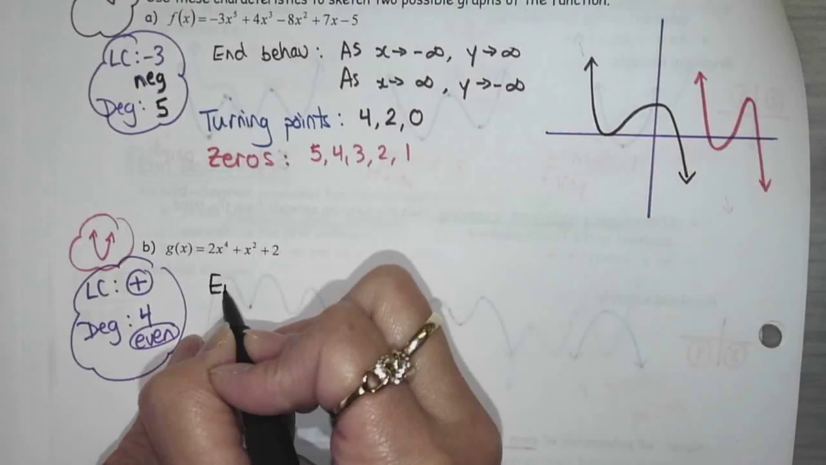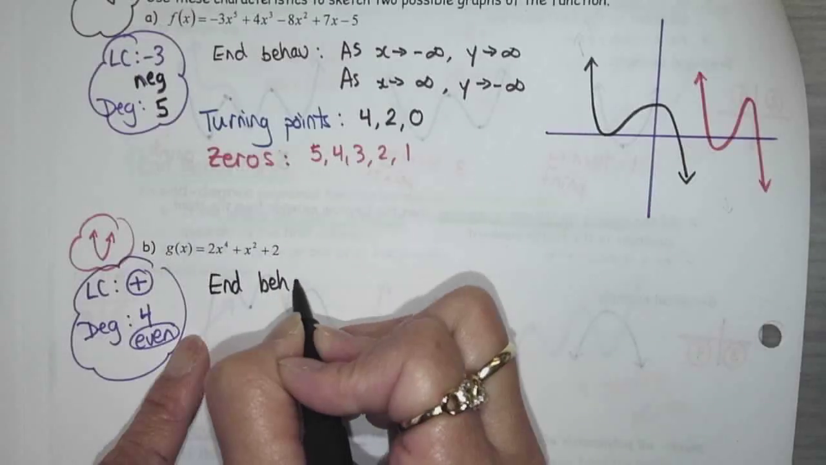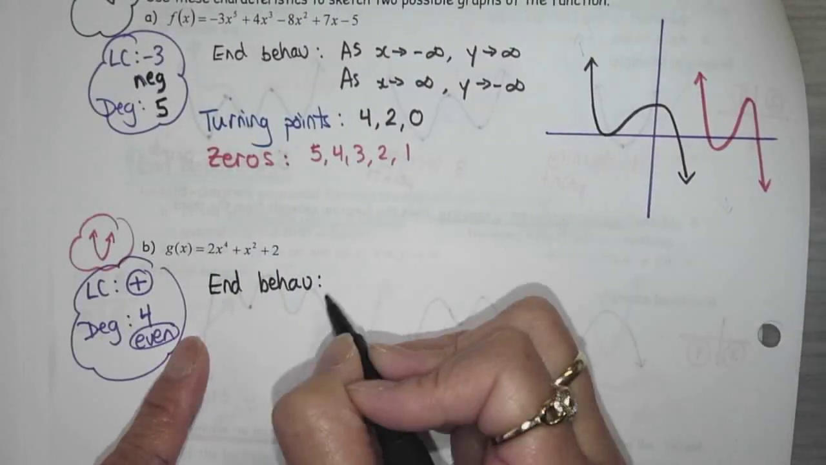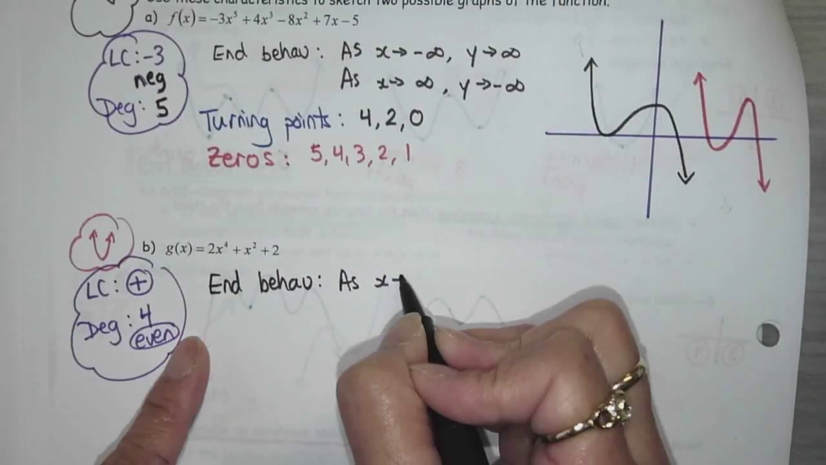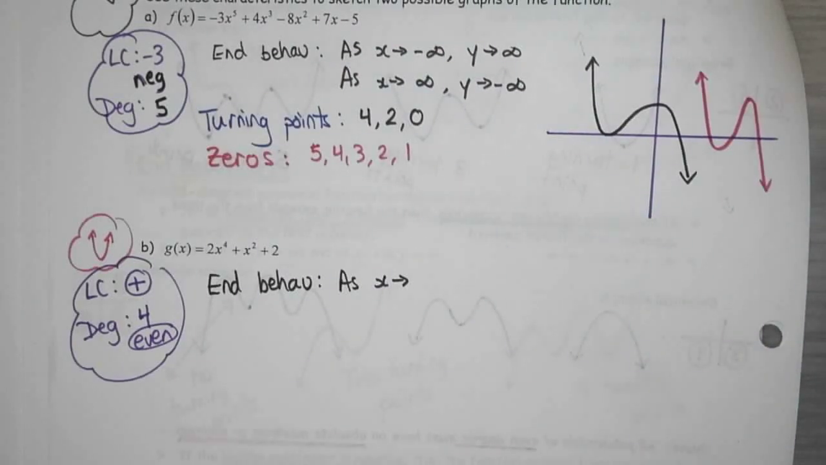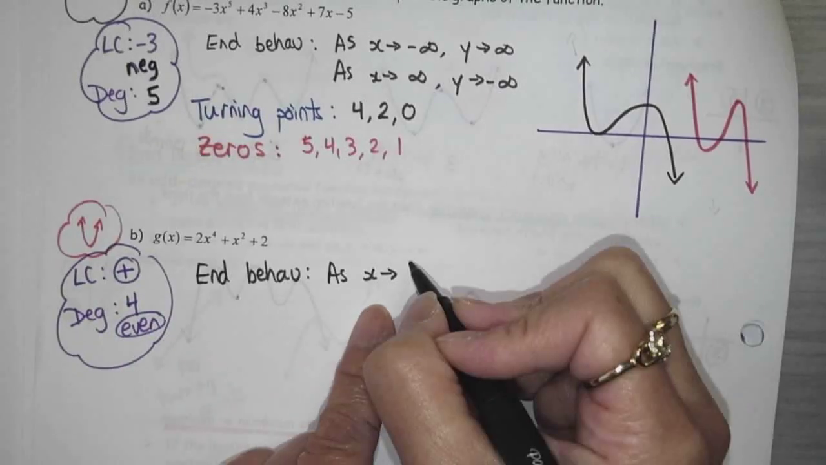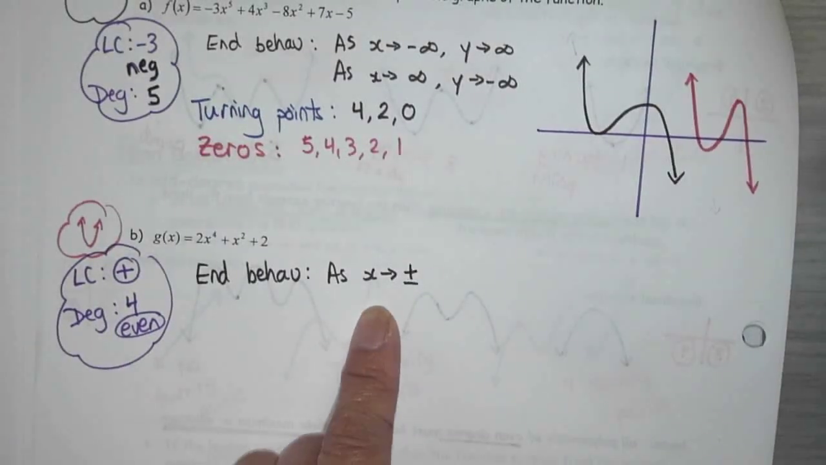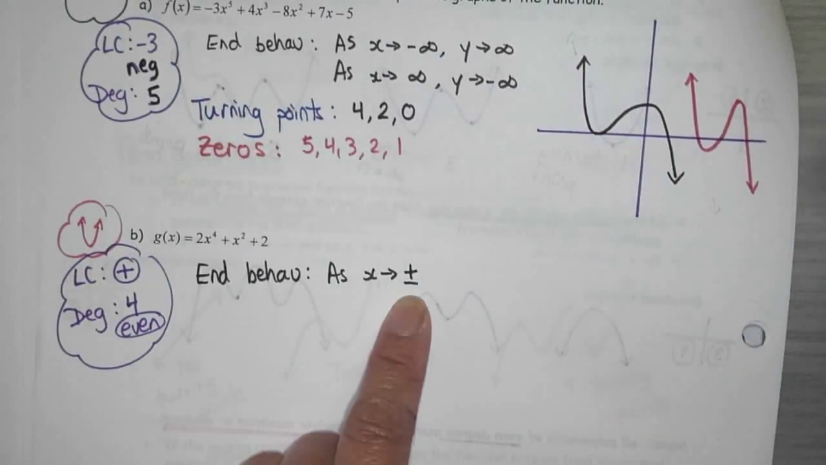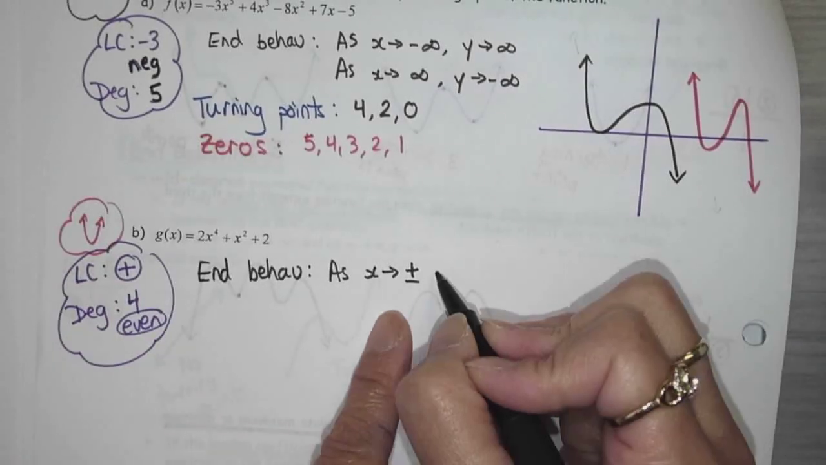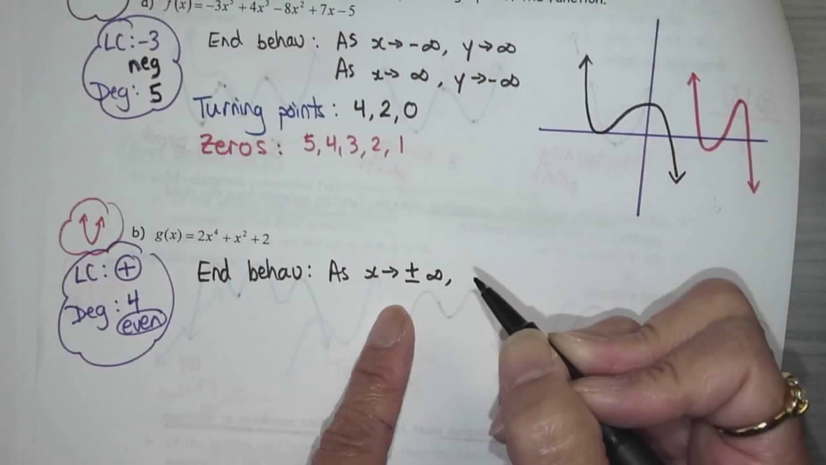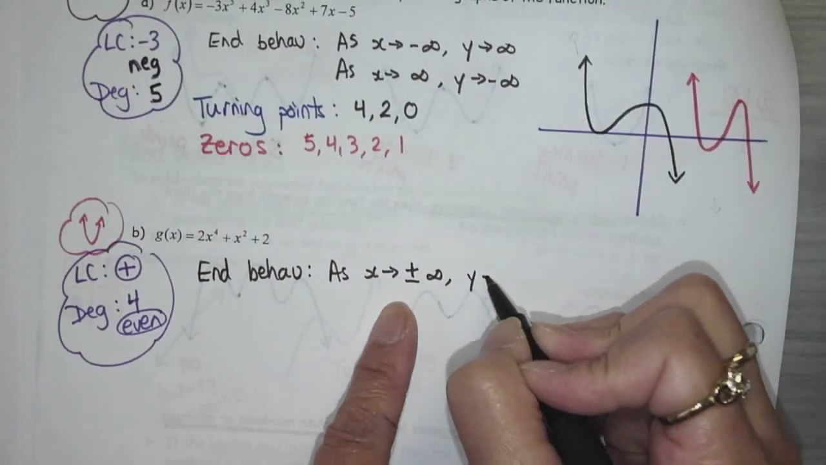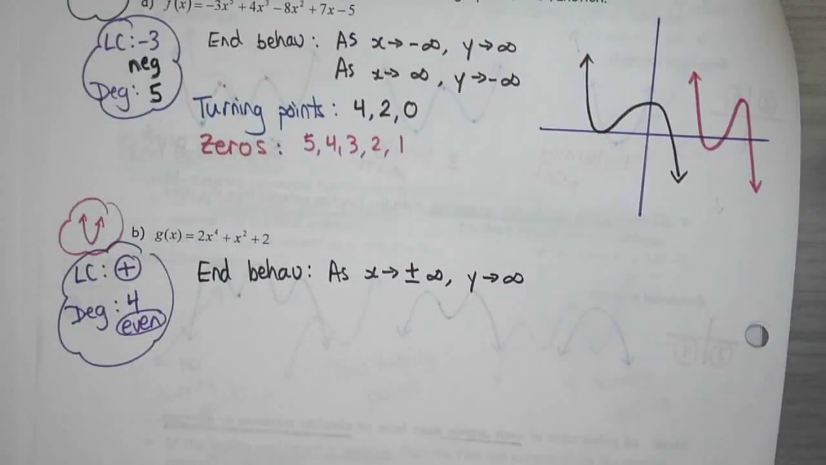So end behavior. End behavior as x approaches. Now this is the one where both of the end behaviors should be facing the same way. So you can save your time and go positive, negative. I know they're the same. Positive, negative, and it's going to be infinity. Both of them are facing the same way. Y approaches infinity, up.